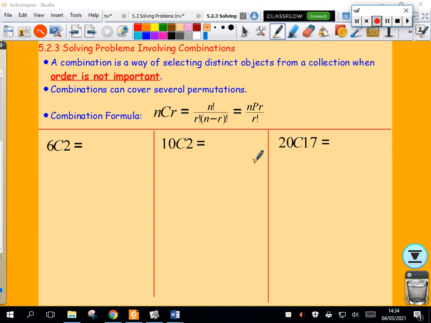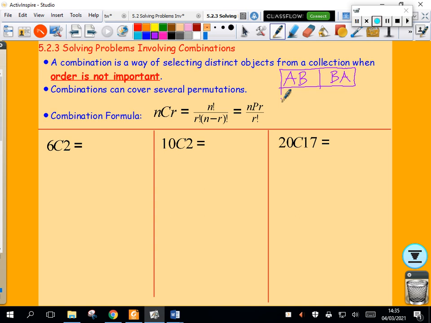So in this class I'm going to look at solving problems involving combinations. And remember, we said a combination is a way of selecting distinct objects from a collection when the order is not important. And combinations can cover several permutations. So for example, I choose two letters from the alphabet, A, B. That's a single combination, but it can be written as B, A. Now that's the same combination. I've only got one combination here, but I've got two permutations of the same combination.